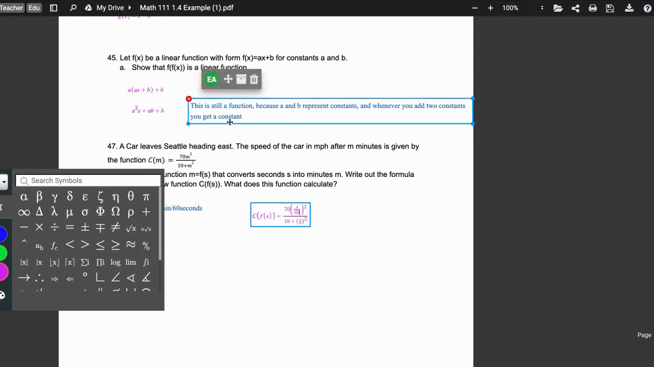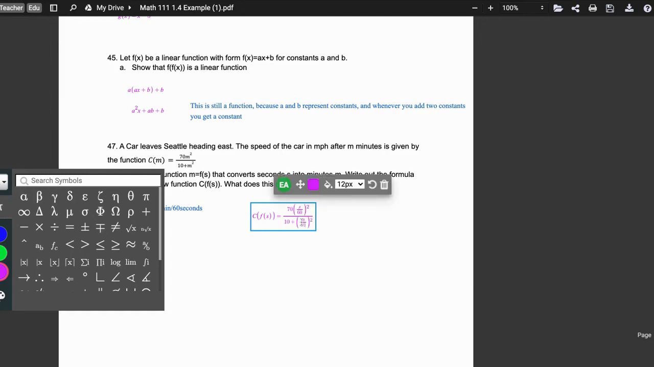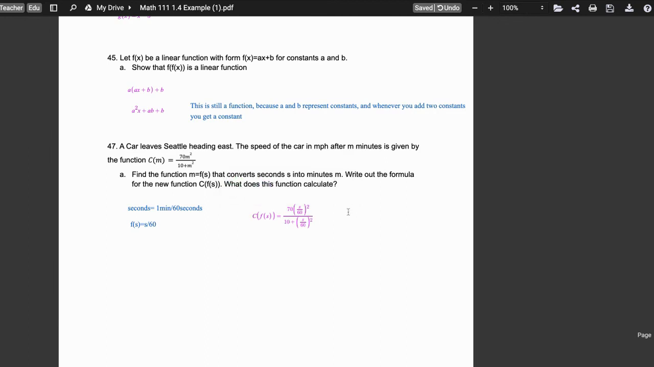Not 69. It always makes an appearance. All right, and then s over 60. Probably put the right amount of variables. Okay, and so I have my function. I wrote out my formula for the new function, c of f of s. But once we take this a step further, what does this even calculate?